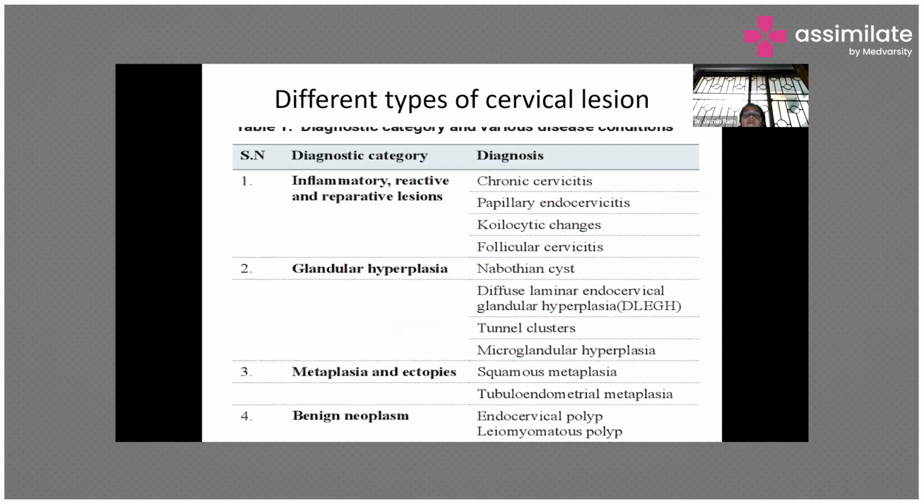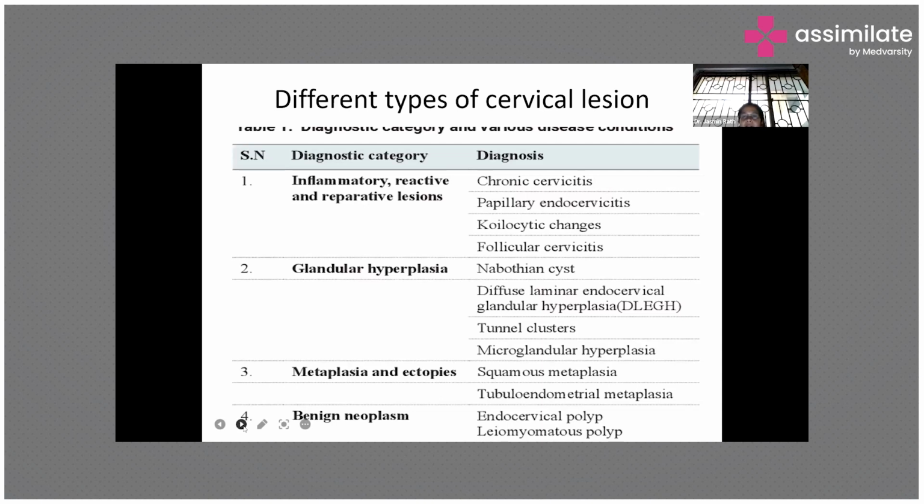So we will now know the different types of cervical lesions. The cervical lesions can be malignant and non-malignant, or benign and neoplastic ones. The most common category is inflammatory, reactive and reparative lesions, which we see very commonly, like chronic cervicitis and papillary endocervicitis, and some changes such as coilocytic changes and follicular cervicitis. There is also certain hyperplasia, or growth. Hyperplasia is excessive growth of the endocervical gland into the extracervical part.